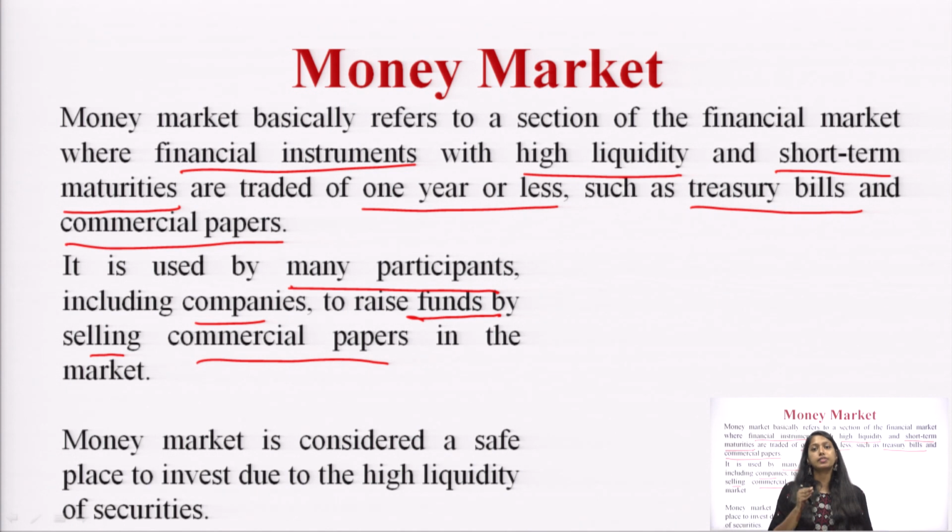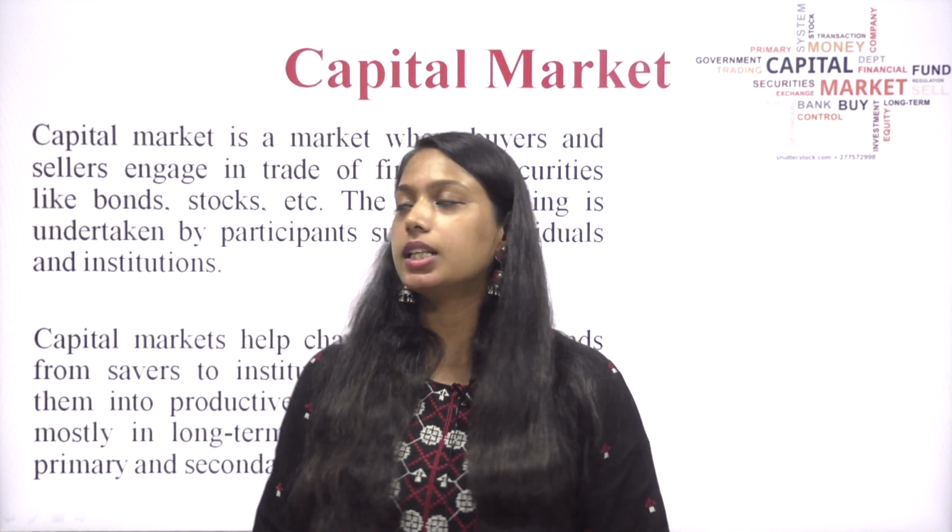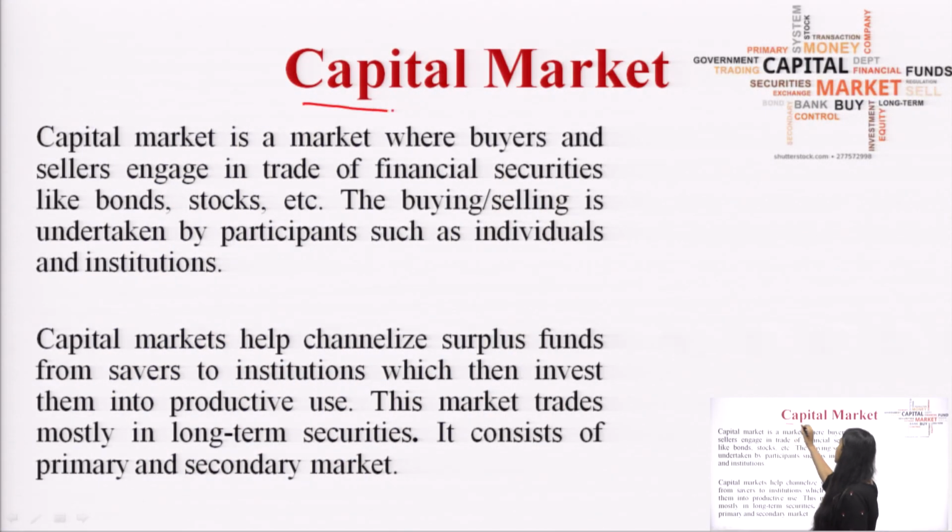Let us take the example of vegetable market. In the vegetable market, you have different vegetables which you can buy and purchase. Similarly, in money market, you have different instruments, financial assets which you can buy and sell. Now, money market is considered a safe place to invest due to the high liquidity of securities. Your near cash asset can be easily converted into cash. So, it is called as one of the safe places where you can invest in. Moving forward, now the next market that we have to discuss is the capital market.